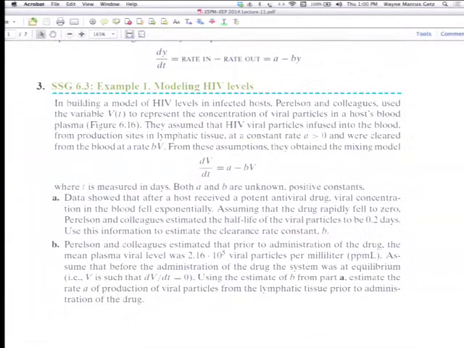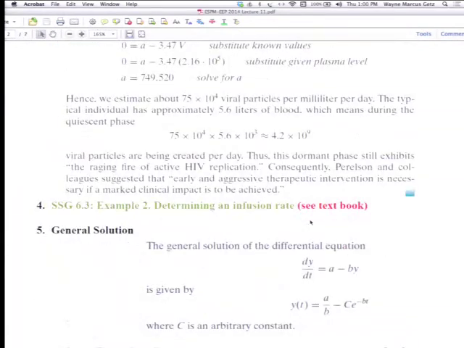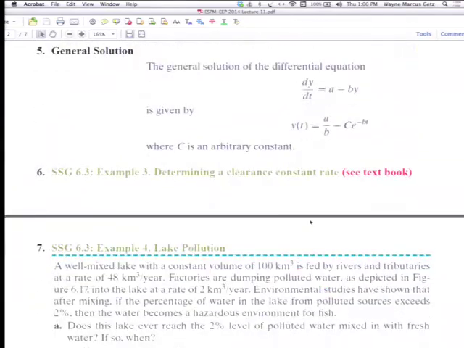I'm not going to go through this example in any detail. This is example 6.3 in your textbook, example 1, section 6.3, and you can take a look at it. I will talk a little more about, and there's another example which you can look at. I'll come to what we call the general solution to this equation. And we're going to talk about the general solution to this equation.